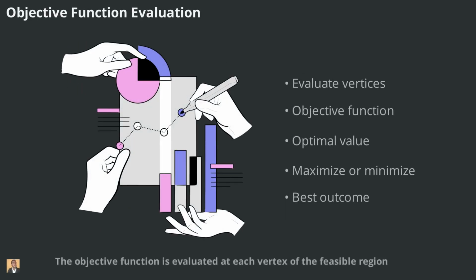The objective function is evaluated at each vertex of the feasible region. By substituting the coordinates of each vertex into the objective function, you can calculate the value at those points. The vertex with the highest or lowest value, depending on whether you're maximizing or minimizing, is the optimal solution. This process ensures that the solution meets all constraints and achieves the best possible outcome.